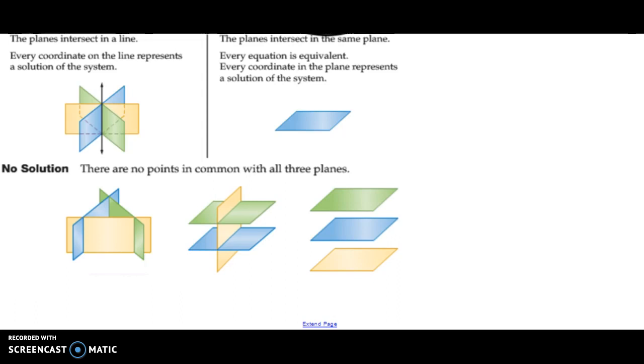Now the last set is when we have no solution, okay? When there's no points in common with all three planes. So you see some examples, like right here. Two of the planes meet at a time, but not all three. Right here, two of the planes are parallel, and one of them goes through both parallel. Still, not all three in common, so there's no solution to the three. And then also, if you have all three planes being parallel, that's not going to have a solution either.